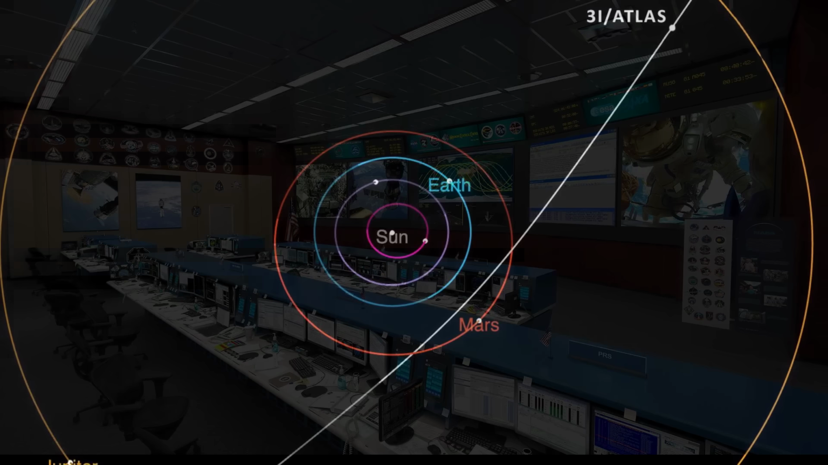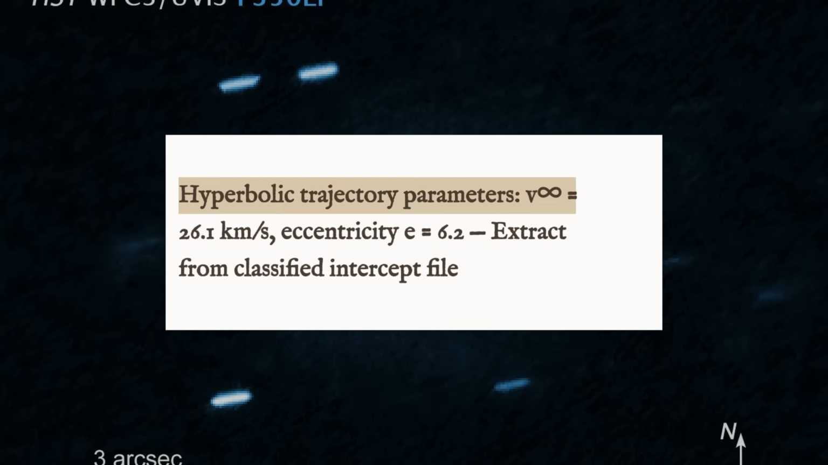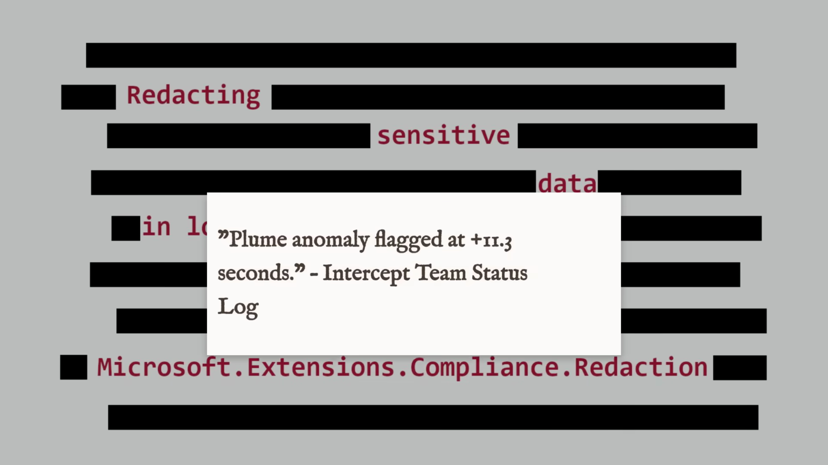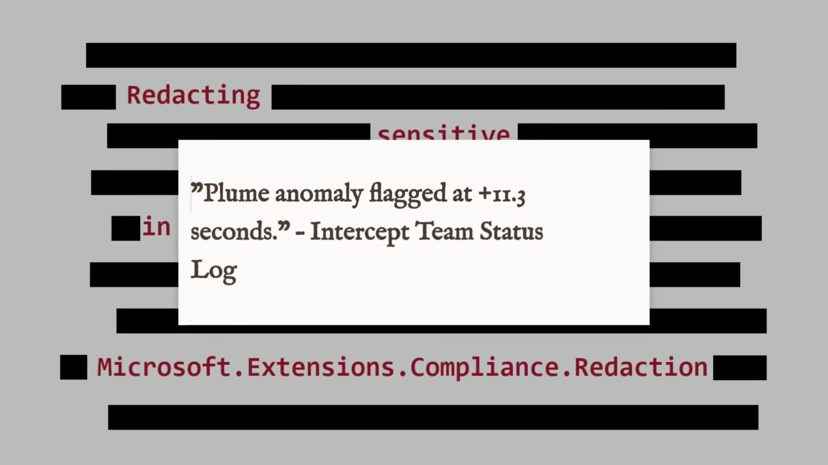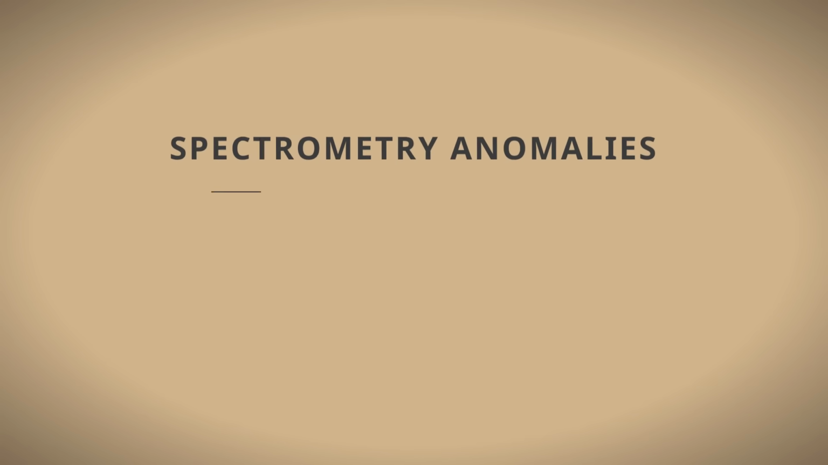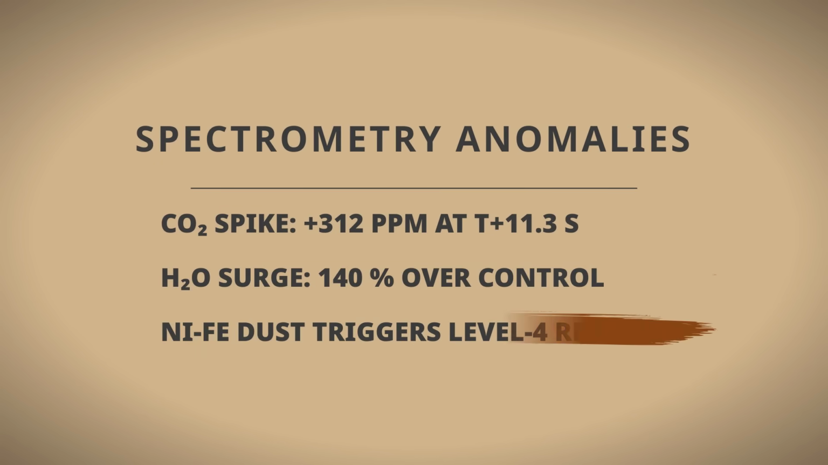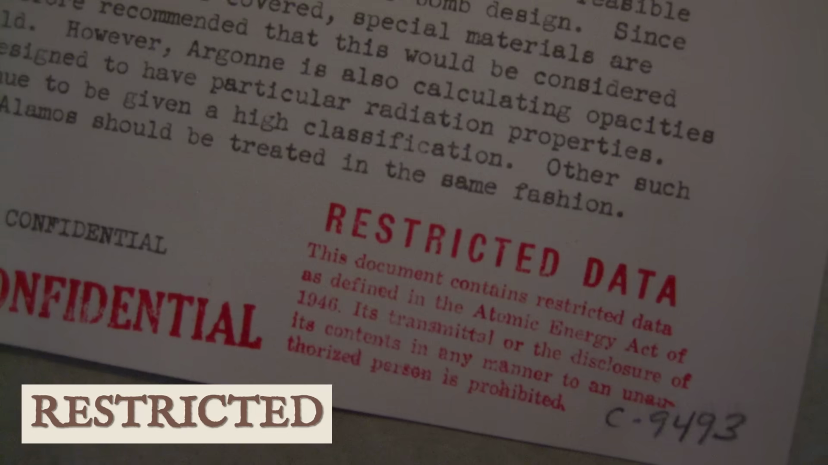Every document carries a unique identifier, ticket numbers, routing codes, and internal chat handles, layered over technical diagrams and draft tables. One memo, partially blurred, lists the object's trajectory, hyperbolic, V-sub-INF equals 26.1 kilometers per second, e equals 6.2. The next page is a status log from the intercept team, lines of text blacked out except for a single phrase. Plume anomaly flagged at plus 11.3 seconds.